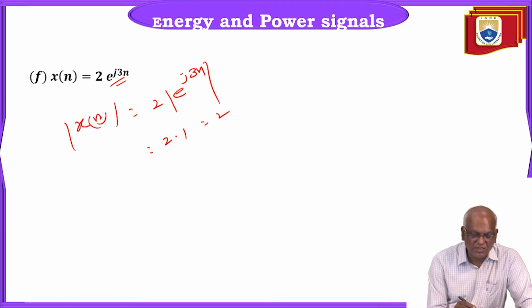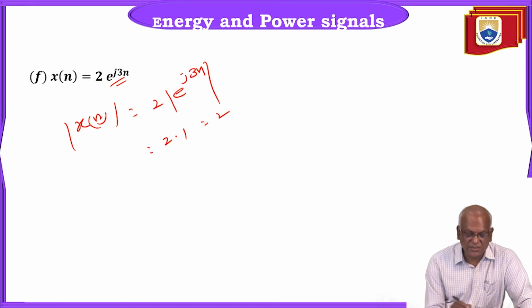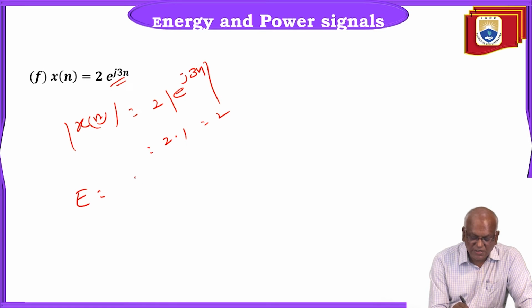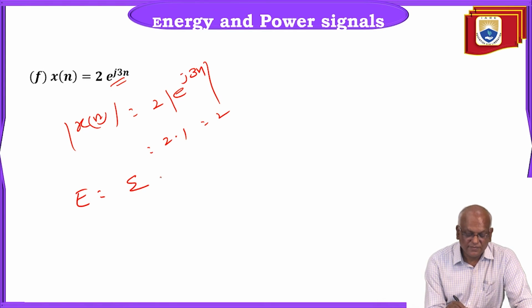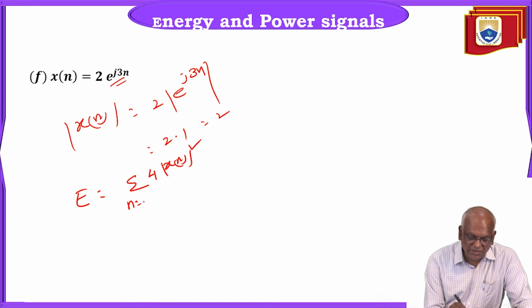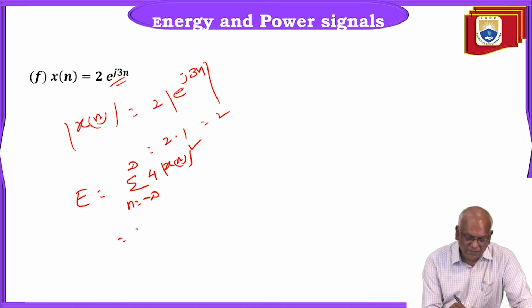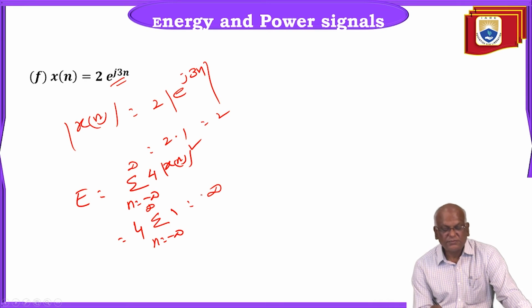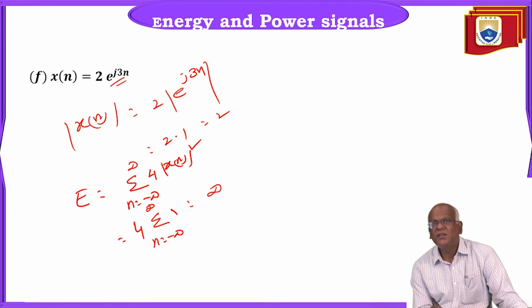Now we can find the energy of the signal and the power of the signal. What is the energy of the signal? The energy of the signal is given by sigma of the absolute value of x of n squared, where n varies from minus infinity to plus infinity. The absolute value of x of n squared means 2 squared, which becomes 4. So it becomes 4 times sigma over n from minus infinity to plus infinity of 1. This becomes an infinity value.